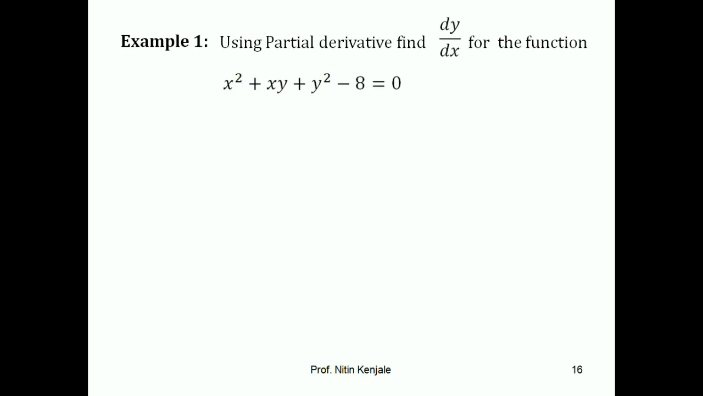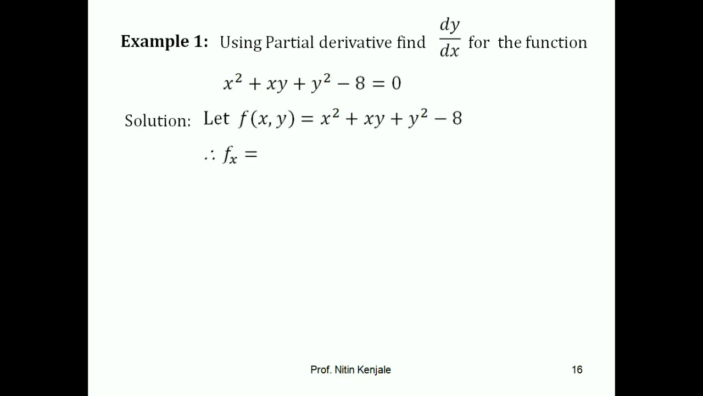Here we have to differentiate y with respect to x, where y is an implicit function of x given by the function x square plus xy plus y square minus 8 is equal to 0. Let us see the solution. We let f of x comma y is equal to x square plus xy plus y square minus 8, which is the RHS of the equation.